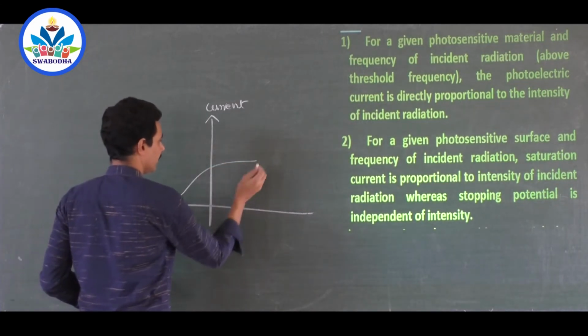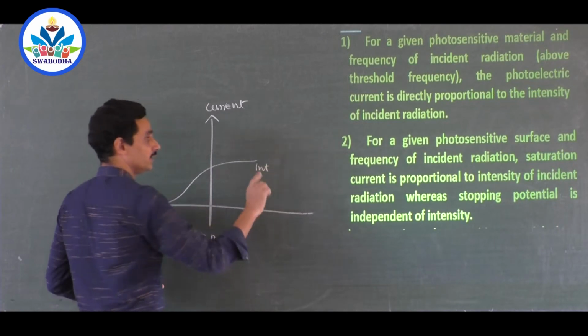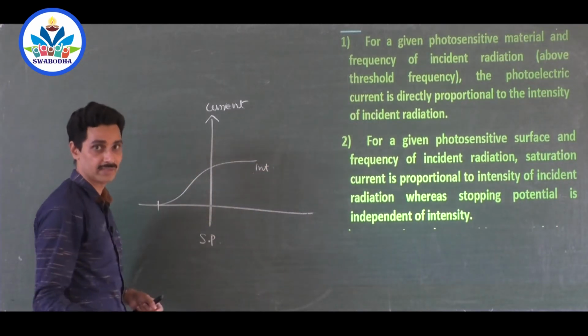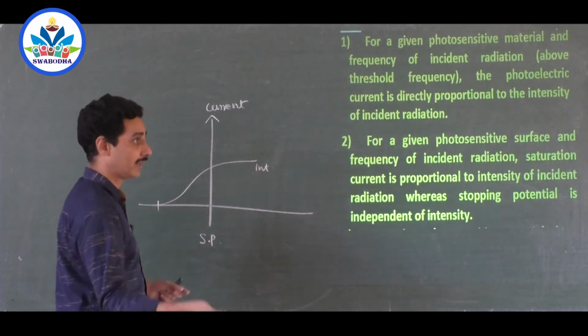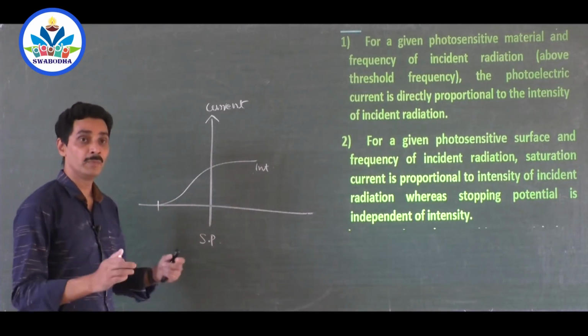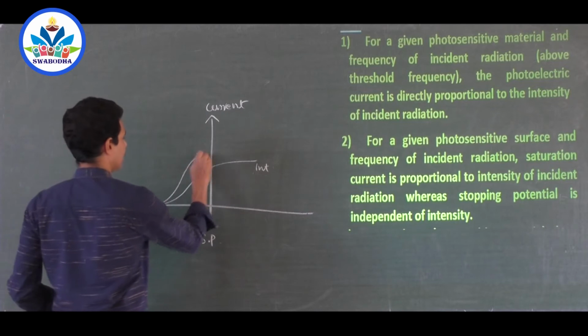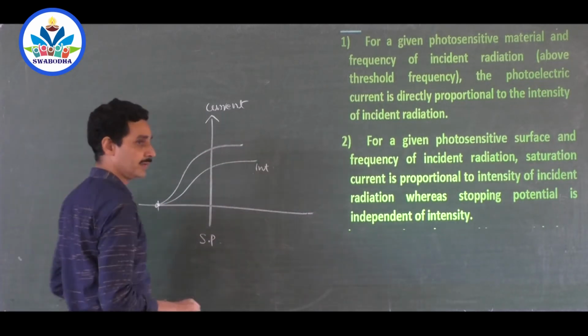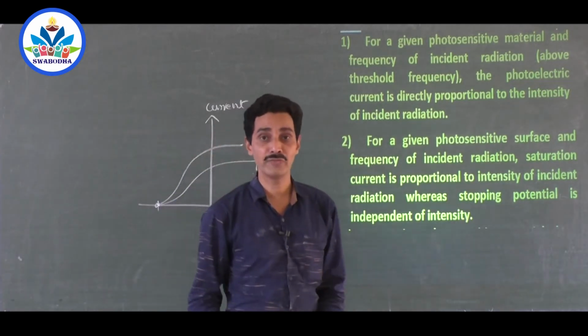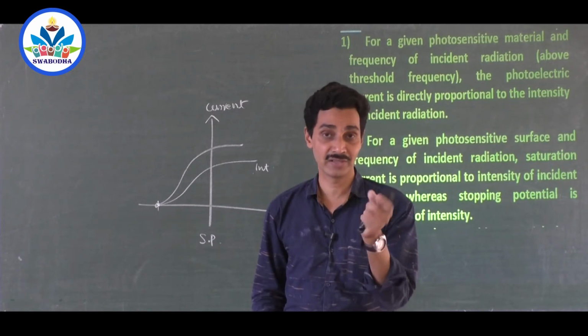If you make this for the first intensity, and then increase the intensity of light, increase the brightness of light, what happens? More photons come, more electrons are liberated, and that produces more current. So you will land up here. But the stopping potential is the same because you have increased the number of photons, you have not increased the energy of each photon.